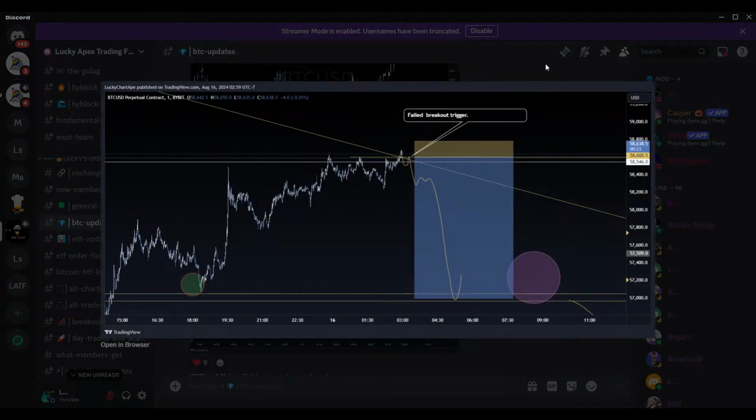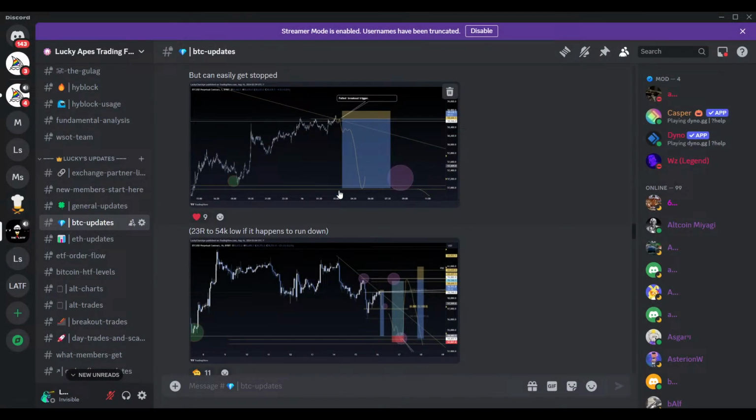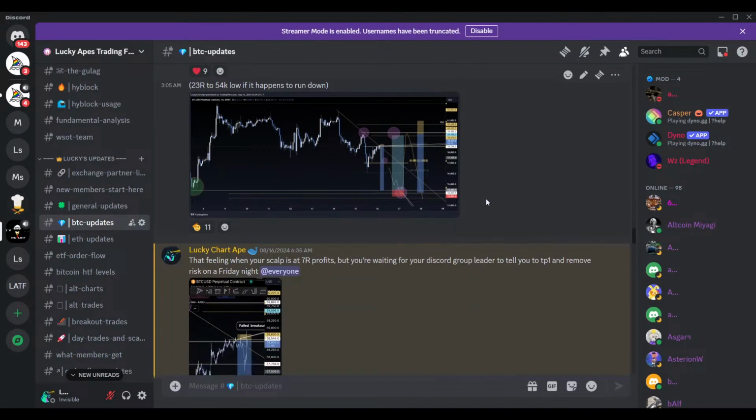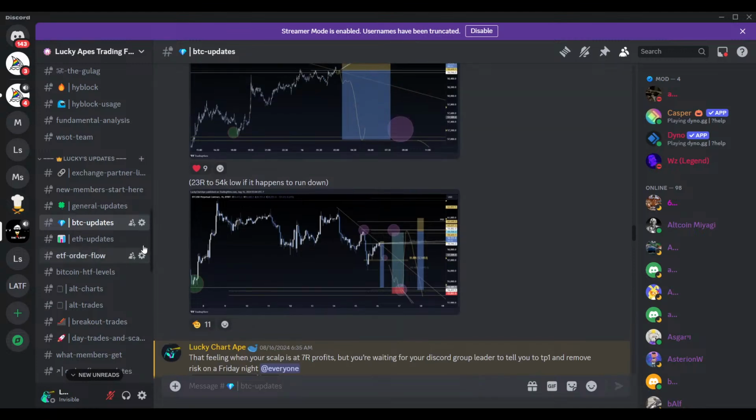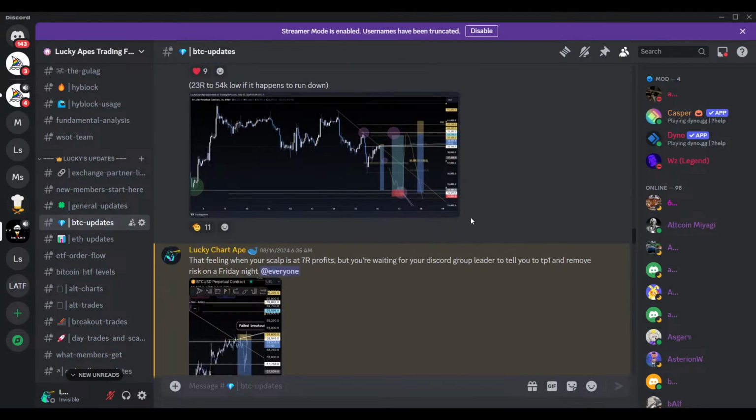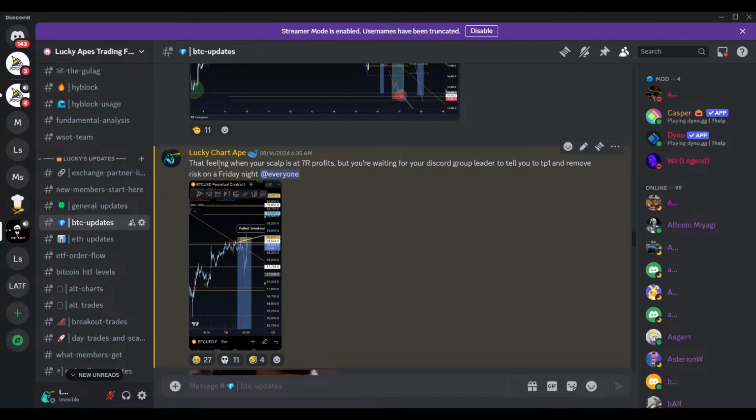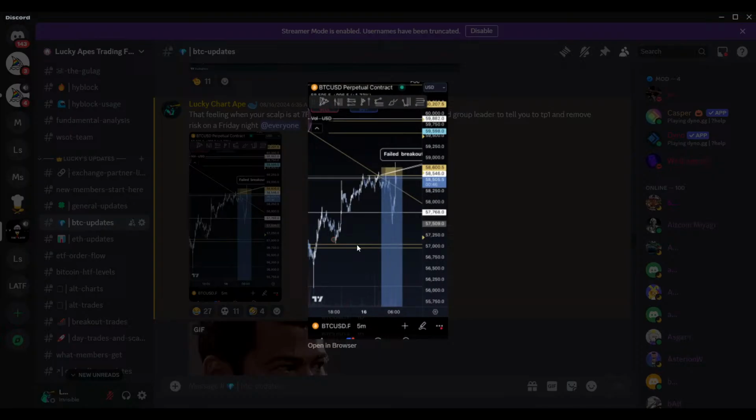And we're on the 1 minute chart here, right? So it's just pointing out really aggressive longs. It's the same concept I used in that scalping video. And obviously if we have a bigger breakdown, it can run to 23R. I did give an update in the other channel that I was signing off for the night. This was Friday night. And so I just made a joke here, that feeling when your scalp is at 7R profits, but you're waiting for your Discord group leader to tell you to TP1 and remove risk.